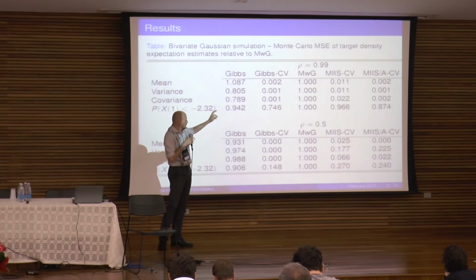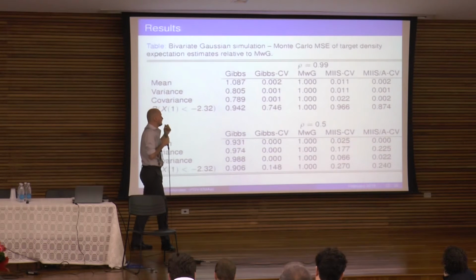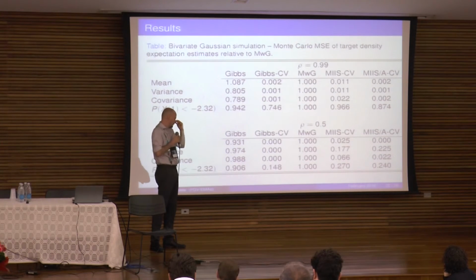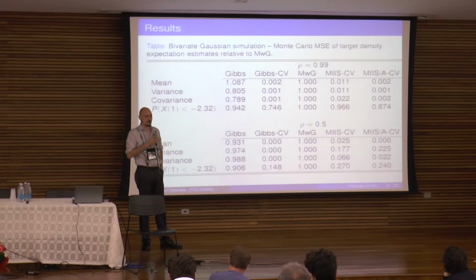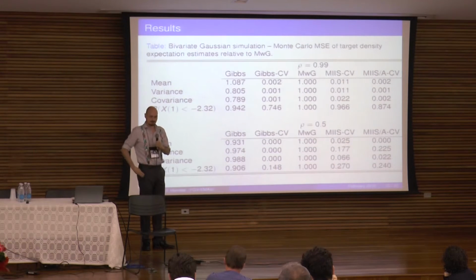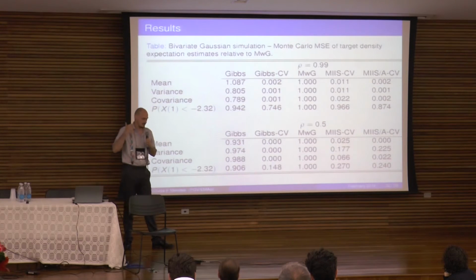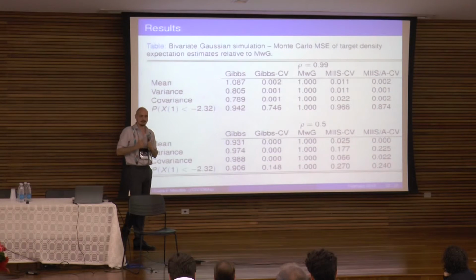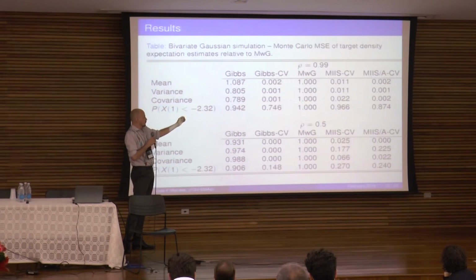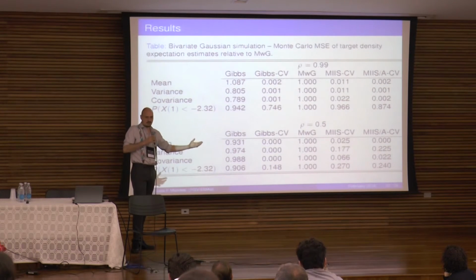Finally, the Gibbs sampler with control variates is the Gibbs sampler where we use the control variates approach by Petros Dellaportas and Konstantinidis, another Greek guy, I can't pronounce his name. And Metropolis within Gibbs is what we are trying to propose as a new alternative.